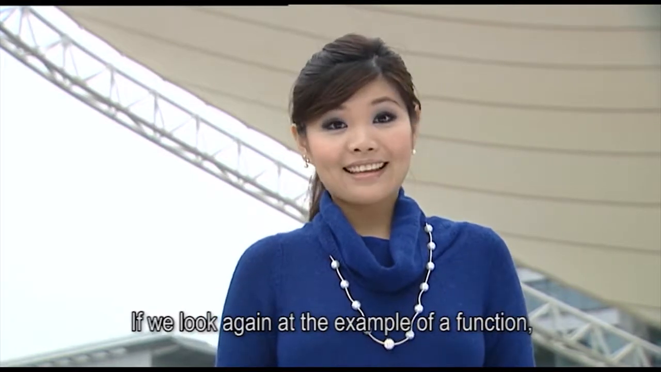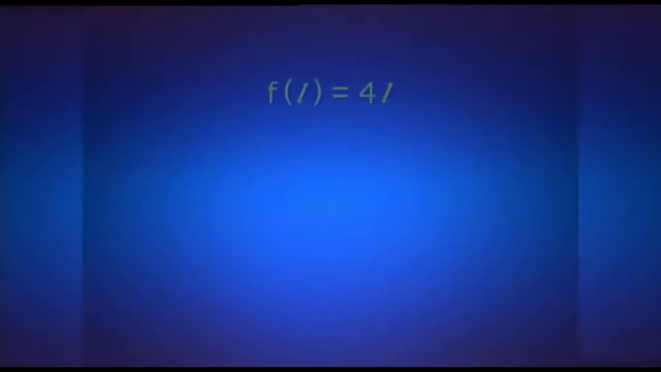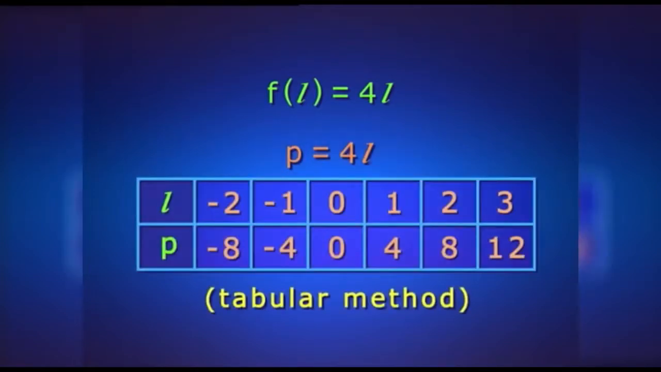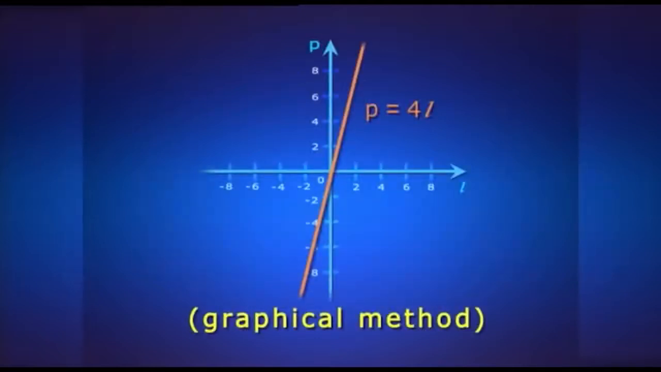There are three ways to represent a function, namely algebraic method, tabular method, and graphical method. If we look again at the example of a function, we know that p is the function of l. The relationship between p and l represented by algebraic method is like this. By tabular method, it's like this. By graphical method, it's like this.